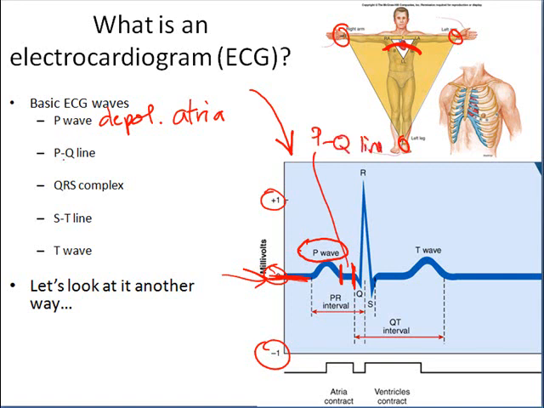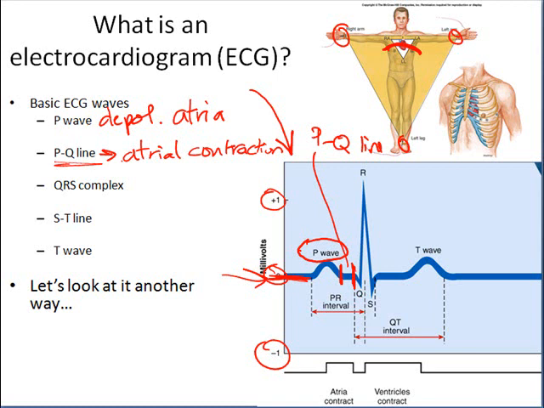The P to Q line represents the actual atrial contraction. Notice that this is a flat line. We're not having any change of charge going on right now. We're just having contraction occurring. So first we have the P wave, which is depolarization of the atria. Then the atria contract. That's the PQ line. Now the next thing that would happen is the atria relax.